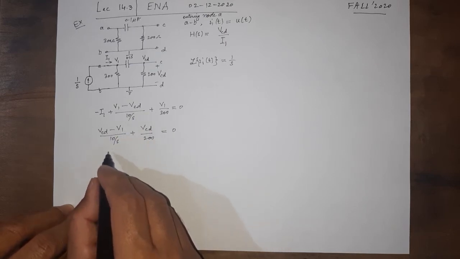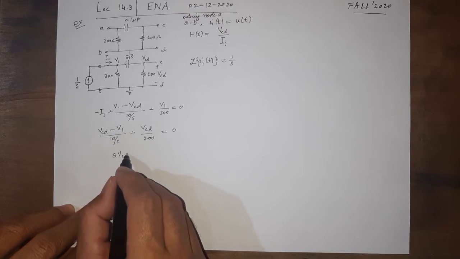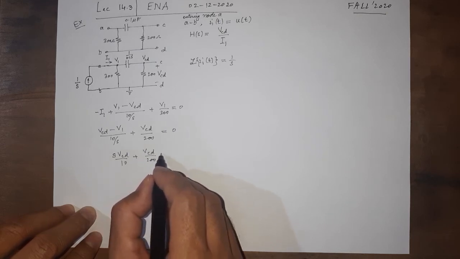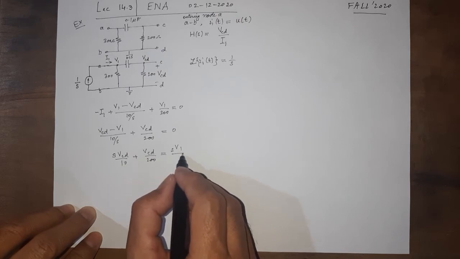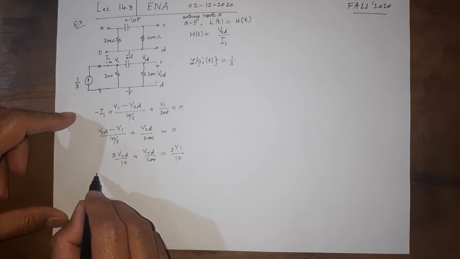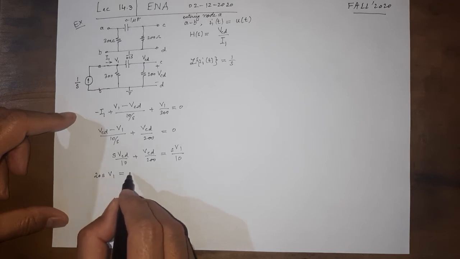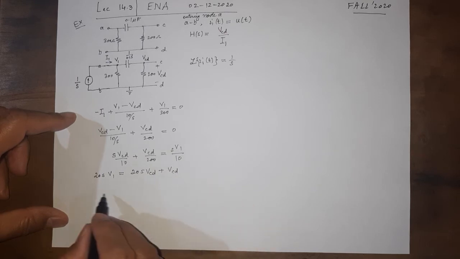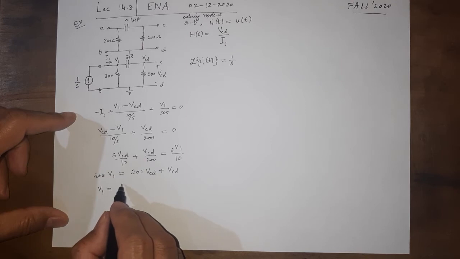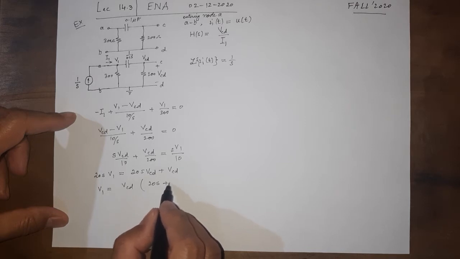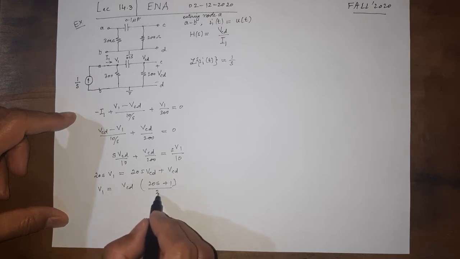So we can see that s VCD over 10 plus VCD over 200 is equal to V1 s over 10. So we can multiply throughout by 200 to get 20 s V1 is equal to 20 s VCD plus VCD, and V1 is equal to VCD (20s plus 1) divided by 20s.